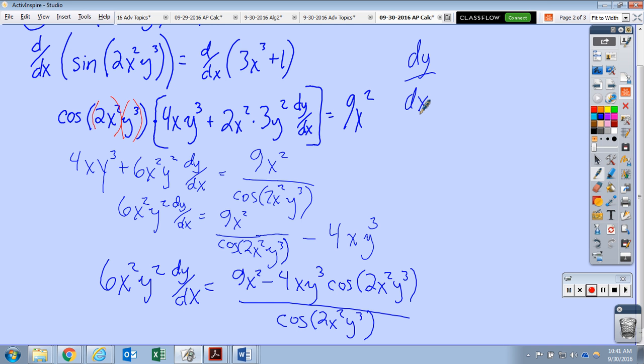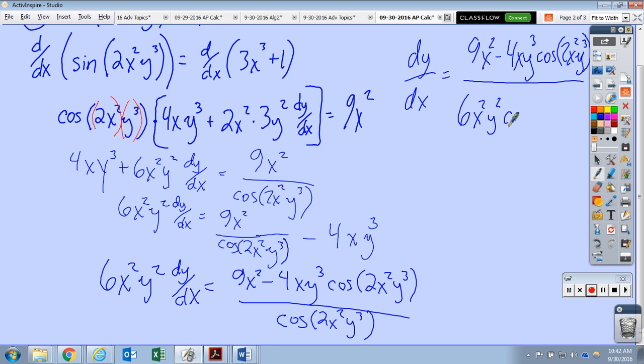So you would need to be comfortable going all the way to see what it looks like, which is where we're at now, which is going to be 9x squared minus 4xy cubed cosine of 2x squared y cubed, all over, because I basically multiply both sides by 1 over the reciprocal, so we have 6x squared y squared cosine of 2x squared y cubed. That was a doozy. Alright, so that was that.